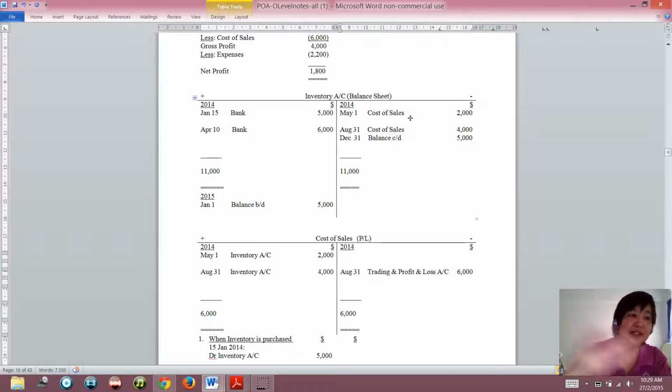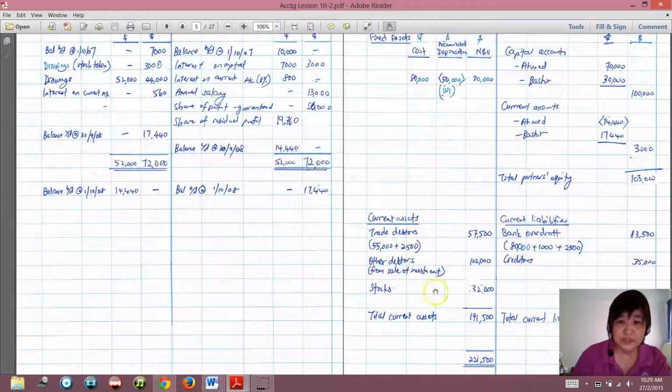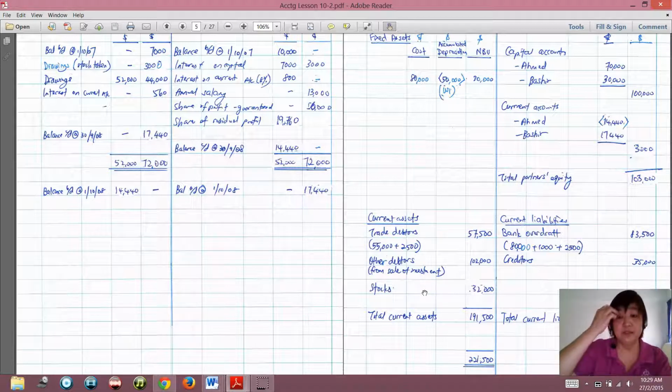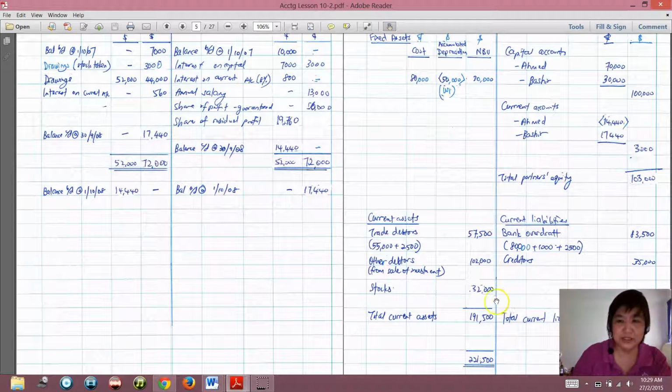That means it was taken out from the stock, so the closing stock would reduce by 3,000. You see in the question, the stock at 30 September is 35,000. He took out 3,000 from the stock, and it was not recorded in the stock account. So the stock account will be 32,000.